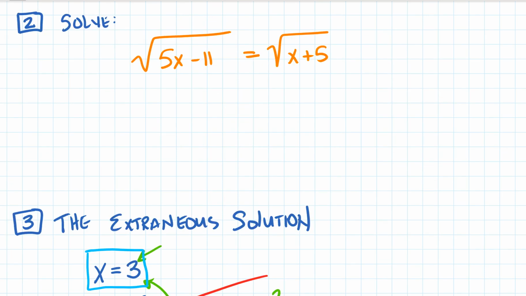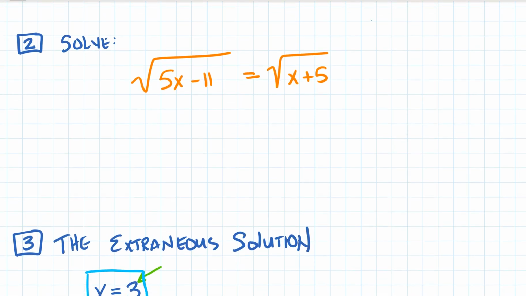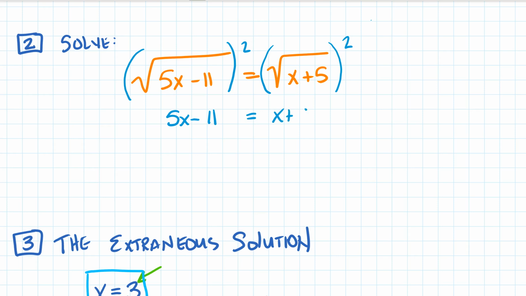Okay, box number 2 is similar, but this time we have a square root on both sides. So we have a radical on each side of the equation. So the first thing you're going to want to do here is square both sides of this equation. And the square root of 5x minus 11 squared is just going to give us back 5x minus 11. And the square root of x plus 5 squared is just going to give us back an x plus 5.